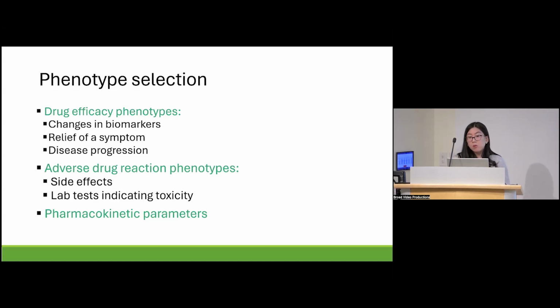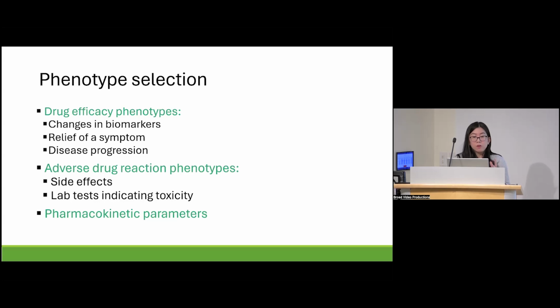You can also look at relief of a symptom. And so in the psychiatry world, you might be administering or looking at survey outcomes for depression and other psychiatric diseases, and differences in that can also be a phenotype of interest. And then you can look at disease progression as well, so complications of having a disease, or even looking on the flip side at disease remission as an outcome as well.